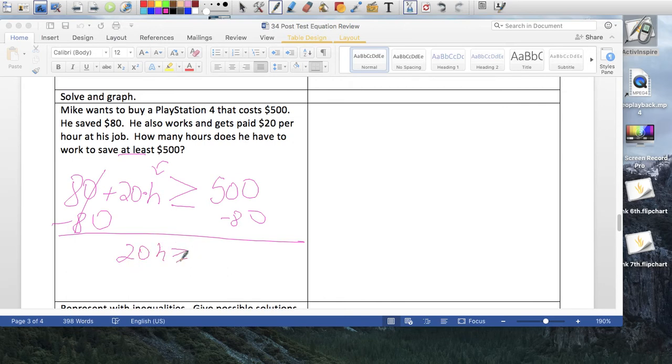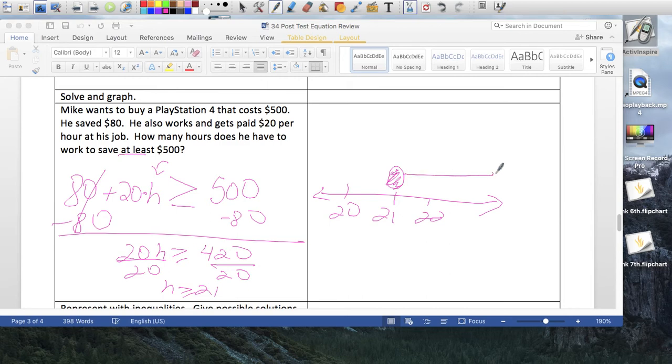20H is greater than 420. Divide by 20, divide by 20. H is greater than 21 hours. So, he has to work, and mínimo he has to work is 21 hours para ganar $500 y poder comprar un PlayStation 4. He can work 22 hours, he can work 23 hours, but the minimum he has to work is 21 hours.